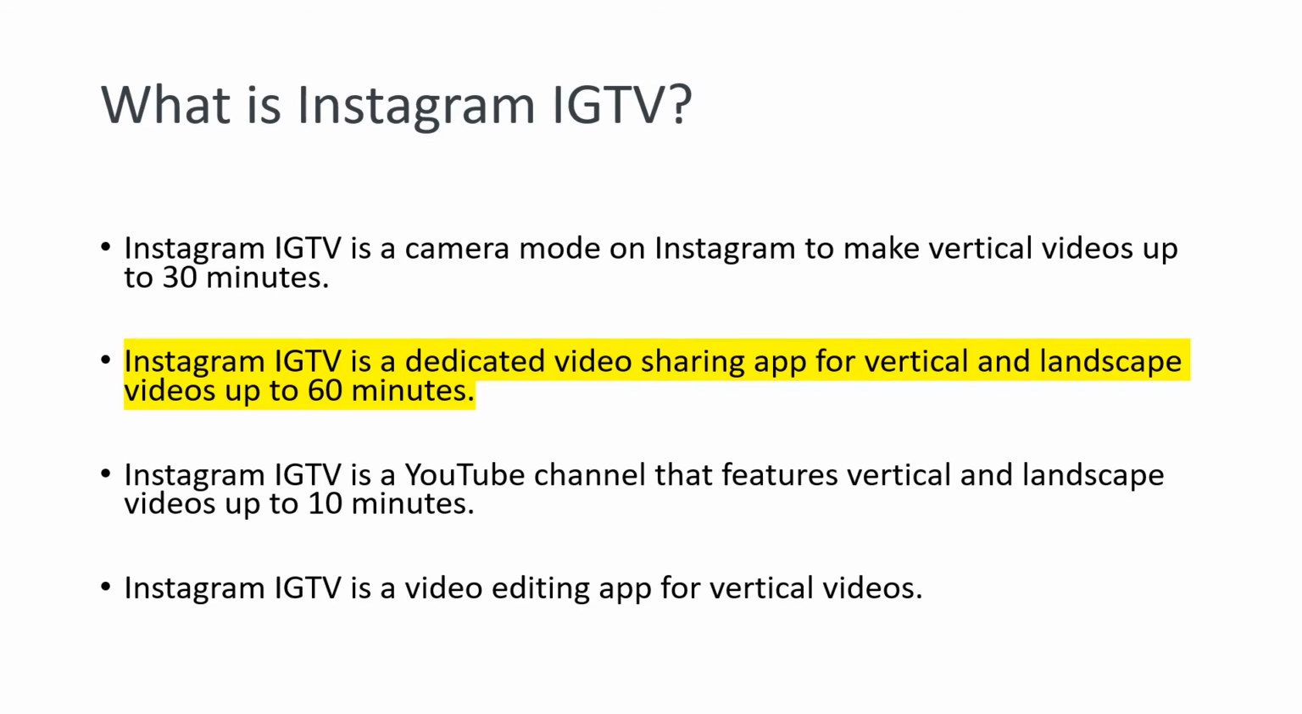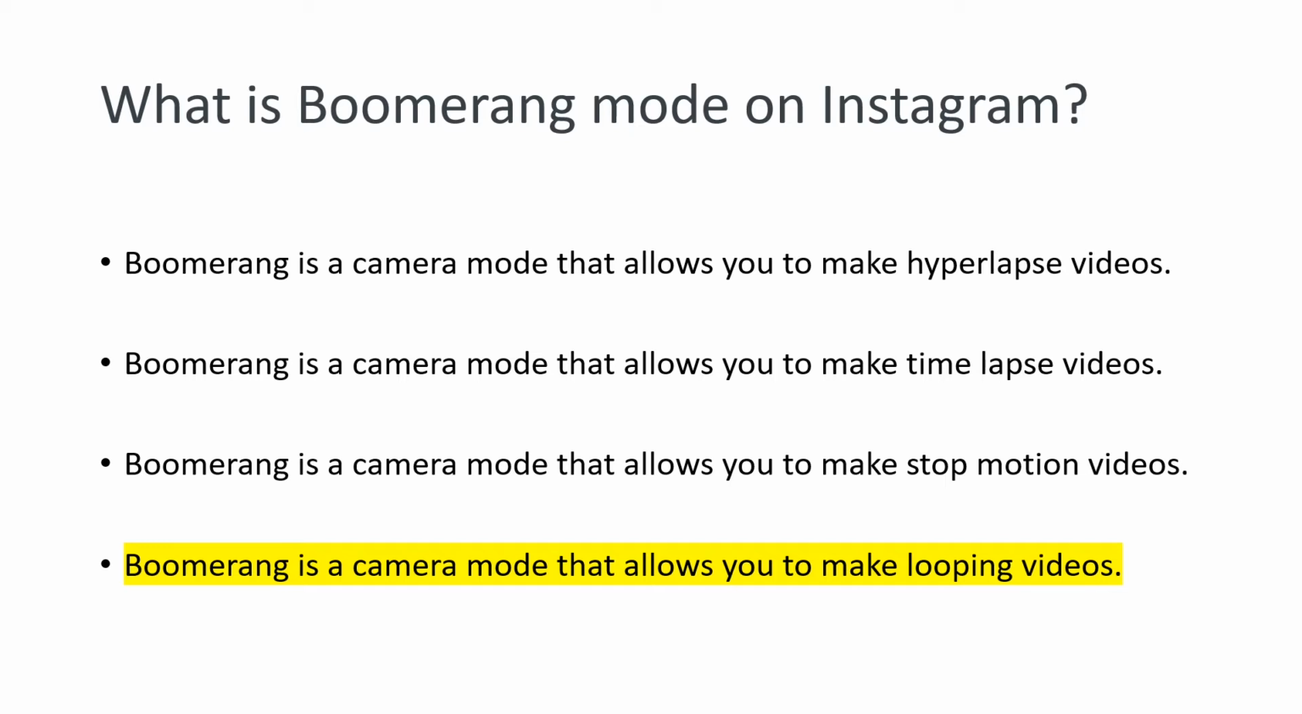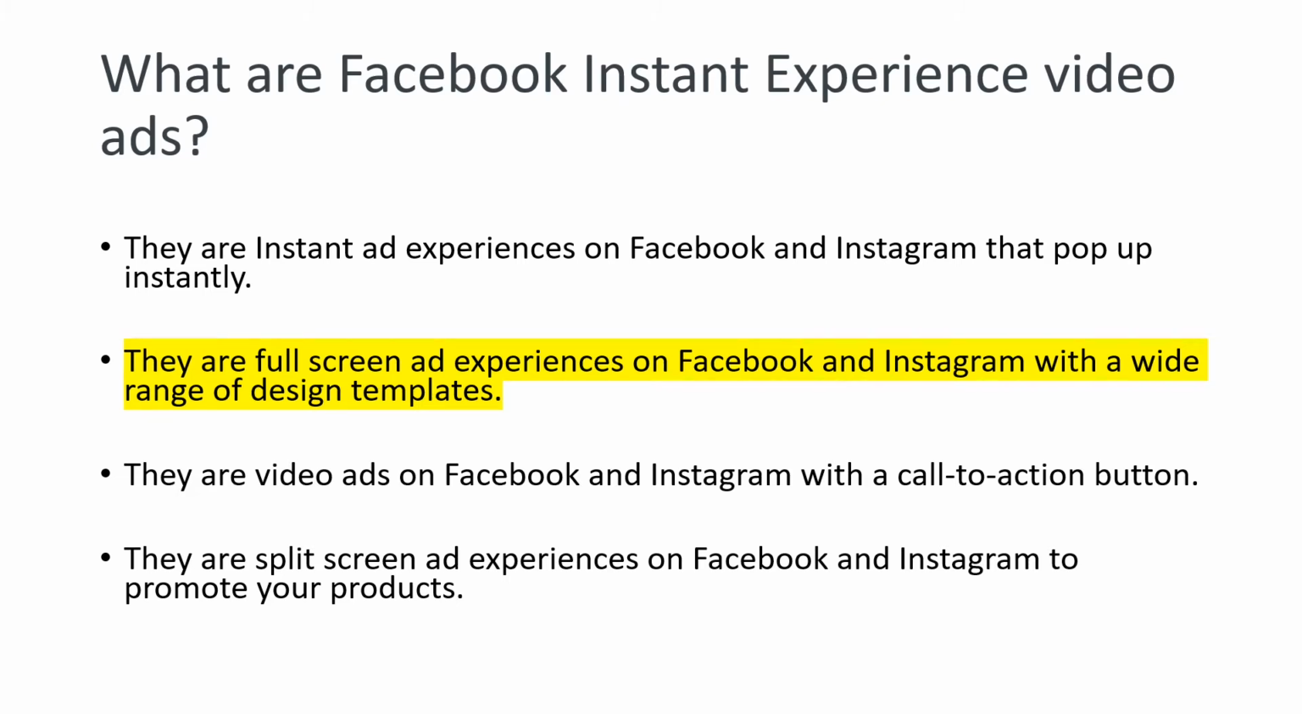88. What is Instagram IGTV? Instagram IGTV is a dedicated video sharing app for vertical and landscape videos up to 60 minutes. 89. What is Boomerang mode on Instagram? Boomerang is a camera mode that allows you to make looping videos. 90. What are Facebook Instant Experience video ads? They are full-screen ad experiences on Facebook and Instagram with a wide range of design templates.